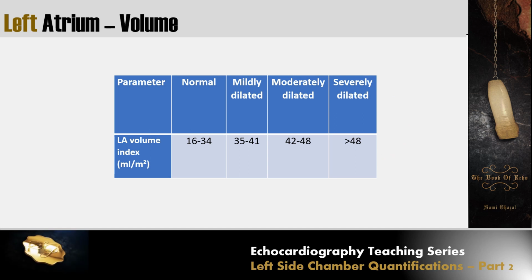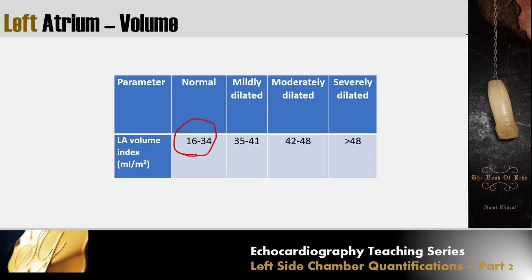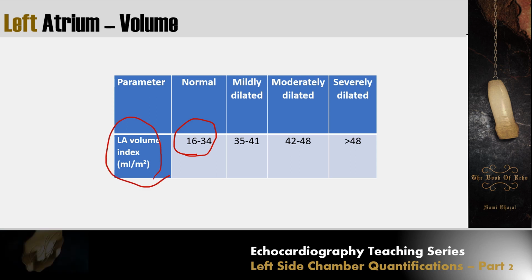And this is the normal left atrial volume here. Again, in the left atrium, we always have to index it. We don't have a normal value for non-indexed. It's only the indexed measurement. And we have mildly dilated, moderately dilated, and severely dilated.